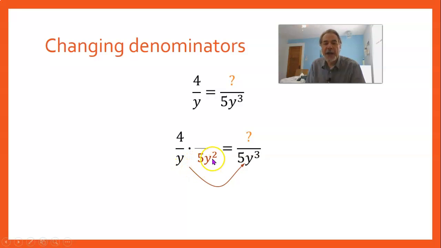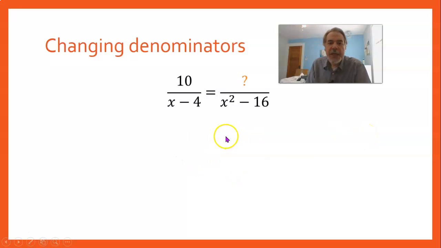So then we'd have a 5 times y times y times y. And so whatever we multiply by on the bottom, we have to multiply by the same thing on top, 5y squared. So what does that give us when we multiply the top by 5y squared? Well, 4 times 5y squared is 20y squared.